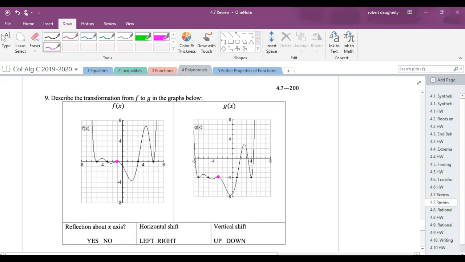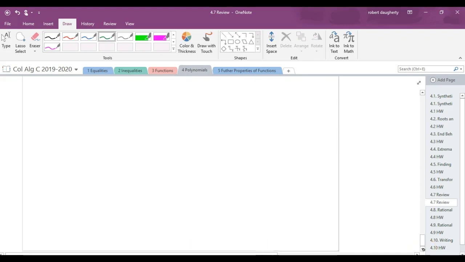Well, the shape is the same, so it doesn't look like there's any reflection about the x-axis. Did it move horizontally? If you go over here, this is where my point originally sat, right there. How do I get from this point to the next one? It looks like I have to go left 2, 1, 2, 3, 4, and down 4. So it looks like I have to go left 2 and down 4 to make that transformation. And that is it.